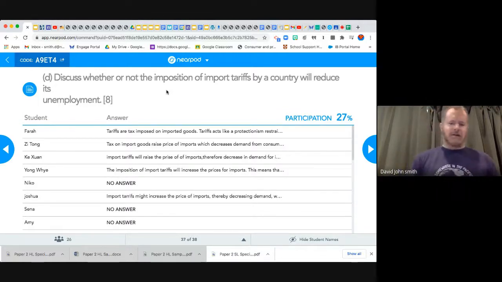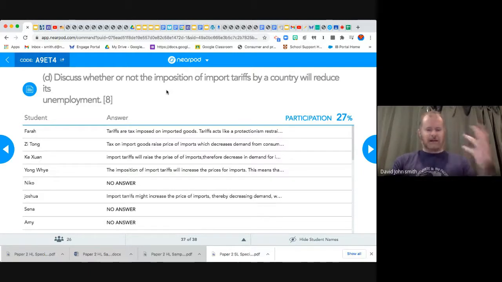Discuss whether or not the imposition of import tariffs by a country will reduce its unemployment. It's a tough question, but a really good one. All right. And you're going to have 12 minutes, and I'd like you to write your answers into the Nearpod, please, so that we can see them. Ready, set. Now, some of you have already got part answers in there. That's okay. You can use those and add to them, develop them. Set. 12 minutes starting now.